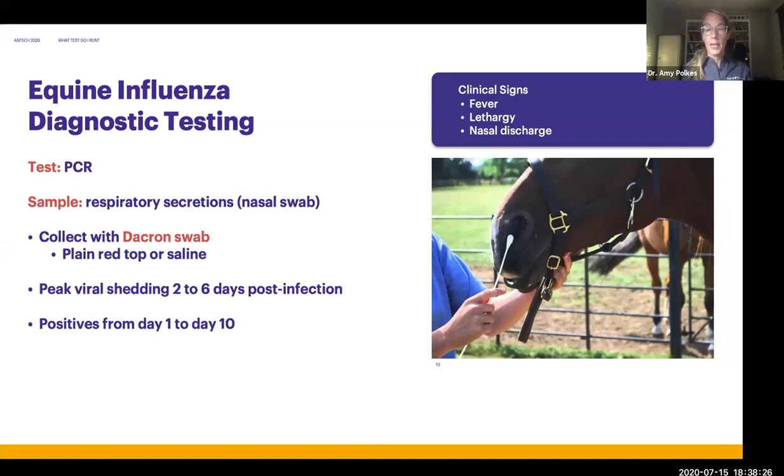But here you have a much smaller window of time. So peak viral shedding is only 2 to 6 days post-infection. And you may not really know when that infection started. Sometimes you can get positives all the way out until day 10, but this is where the peak is.